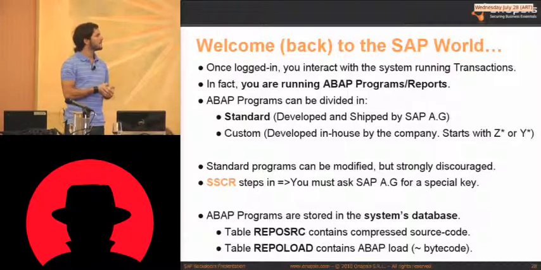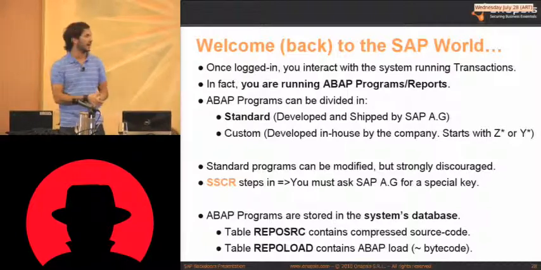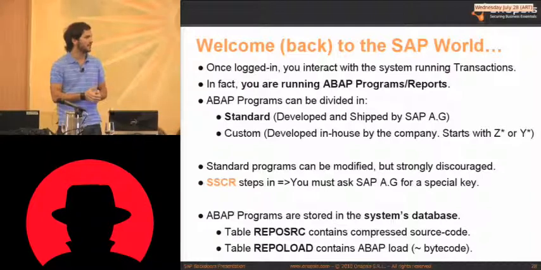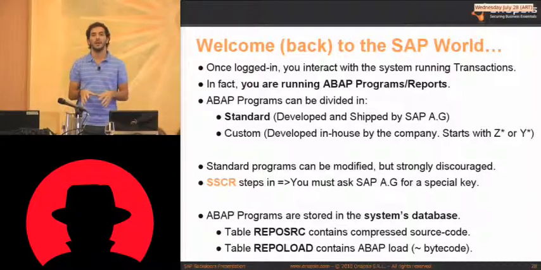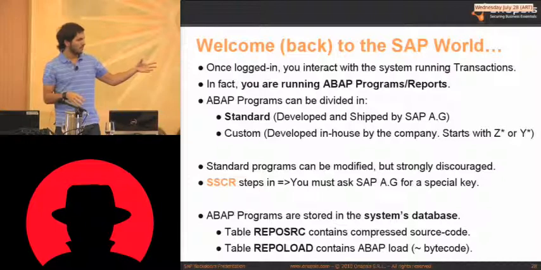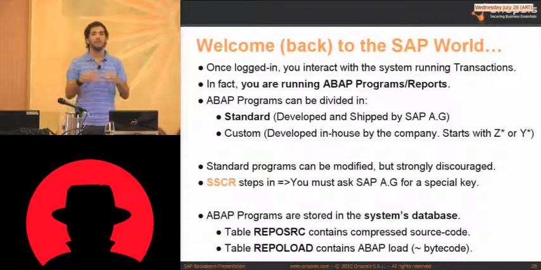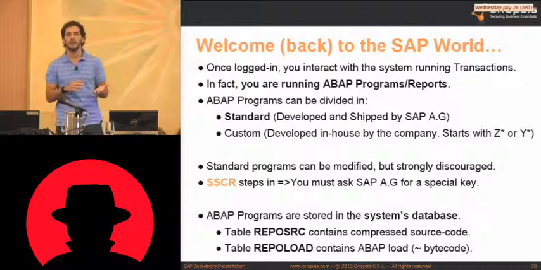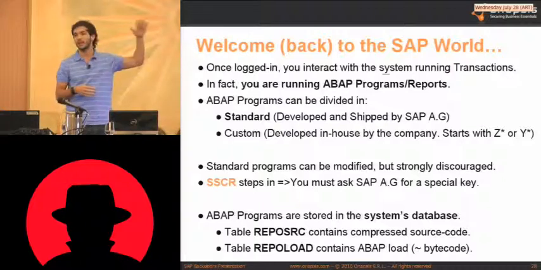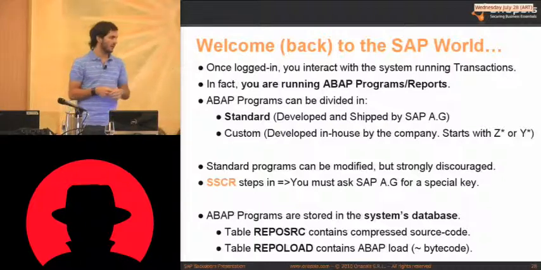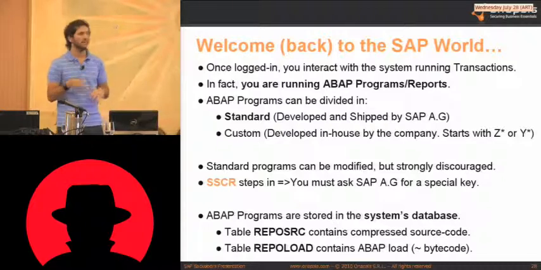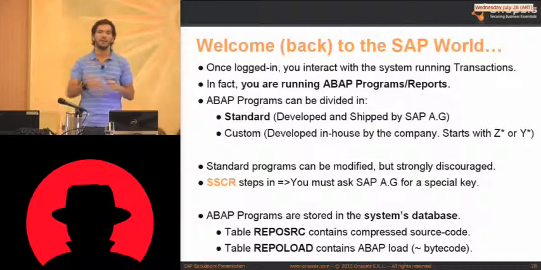The idea is that ABAP programs, as pretty much everything in SAP systems, are stored in the system database. There are two tables. The first one, REPOSRC, contains the compressed source code of each ABAP program, either standard or custom. And the second one is REPOLOAD, which contains the ABAP precompiled, so you'll find something similar to bytecode there.